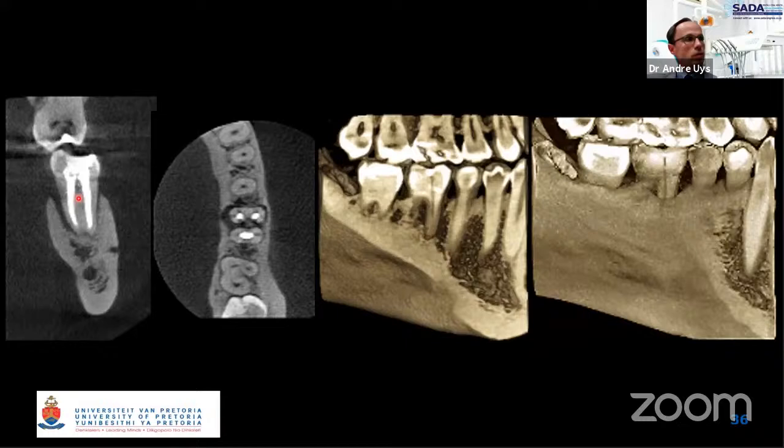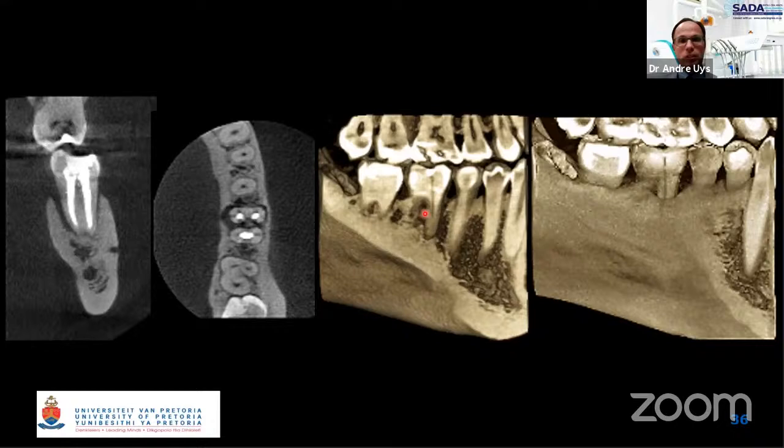And as you can see from this coronal view, this is obviously the mesiobuccal and the mesiolingual canal here. You can see that there's bone breakdown on the lingual side of this tooth. And you can also see that the trabecular pattern changed around this tooth. On this axial slice, what you can see here is a fine line there. And then on the 3D representation, you can clearly see a line running down. And this was then diagnosed as a vertical fracture.